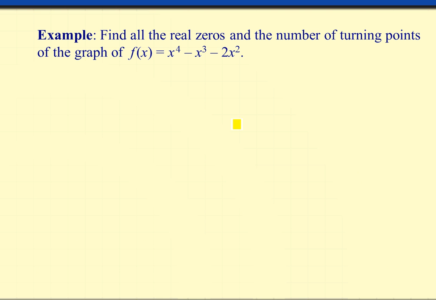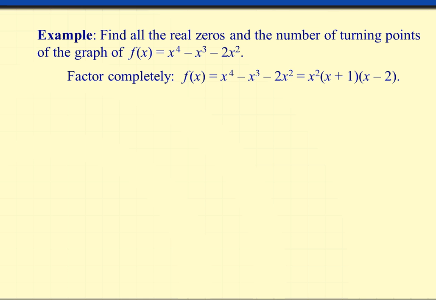So here we're to find all of the zeros and the number of turning points of the graph of f of x equals x to the fourth minus x cubed minus 2x squared. Well, the first thing we would do is factor it completely. And what I'm noticing to do this is that we have a common factor of x squared, so let's see what would happen when we factor x squared out.